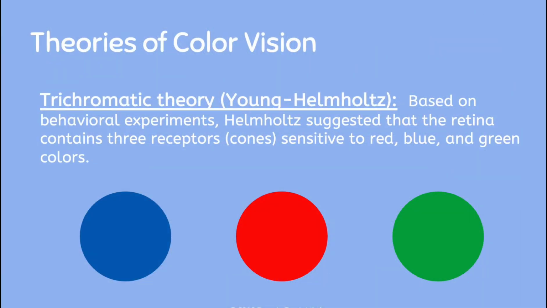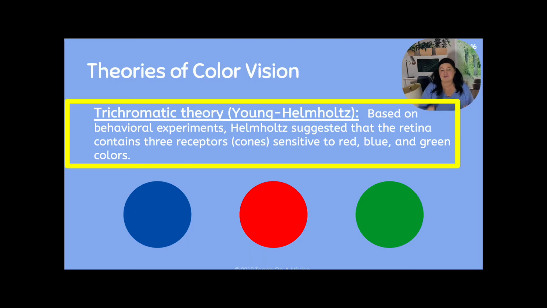We're going to pick up where we left off yesterday with the theories of color vision. Okay, so trichromatic theory. It is also known as the Young-Helmholtz theory. You need to know both of these terms. Trichromatic theory, tri for three, or three color, right? Trichromatic theory is the idea that the retina contains three different types of nerve receptor, or receiving neuron.